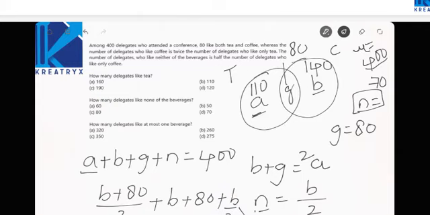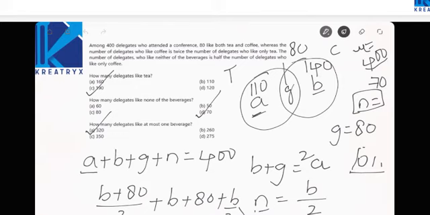Now the answers. How many delegates like T? T means A plus G. 110 plus 80 is nothing but 190. How many delegates like none of the beverages? N is 70. How many delegates like at most one beverage? At most one beverage means 0 beverages, 1 only. At most 1 means 1 and below 1. 1 is 140 plus 110, which is 250, and again 250 plus 70 is 320. So your answer is 320. At most one beverage.